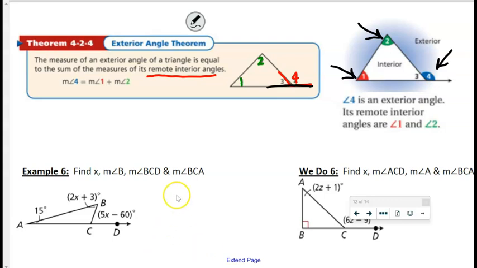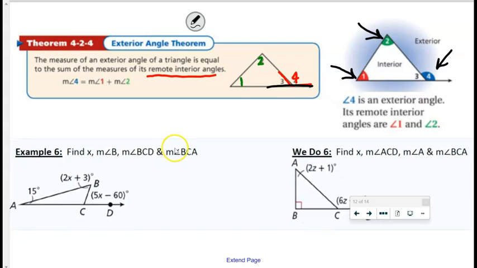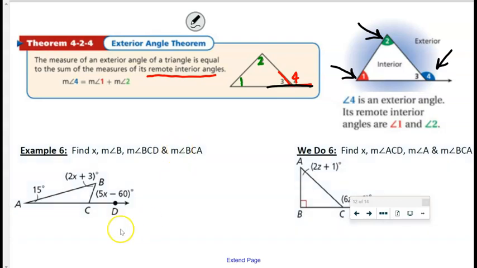So we're going to go ahead and do this problem right here. We'll move it up a little bit. So this says find x, find the measure of angle B, and then find BCD and BCA, okay? So we have angle A here, right? So when we say angle A plus angle B, that's going to be equal to our exterior angle, which is BCD, right? Angle BCD, that's our exterior angle.